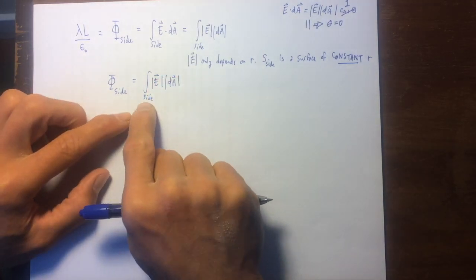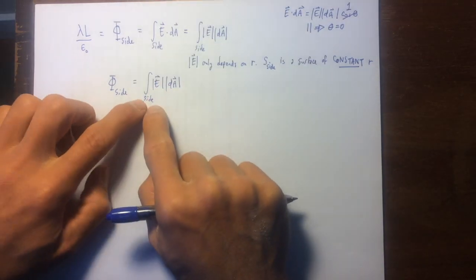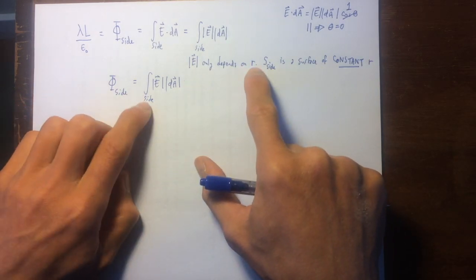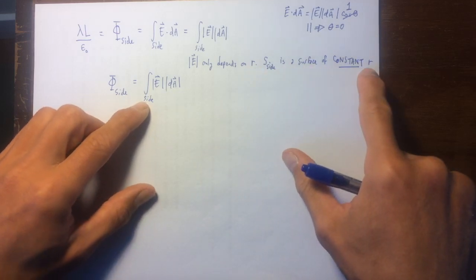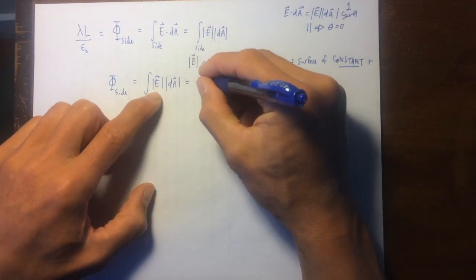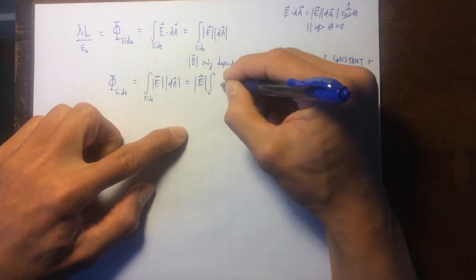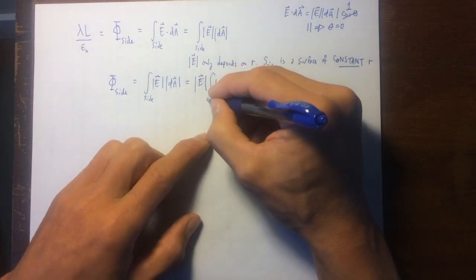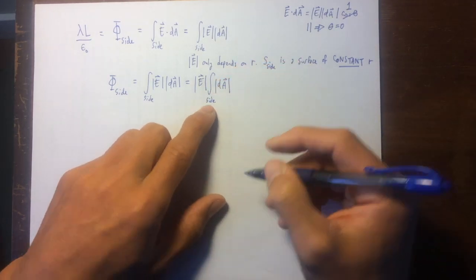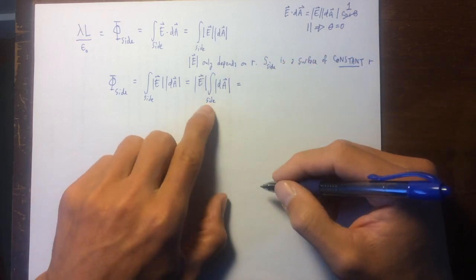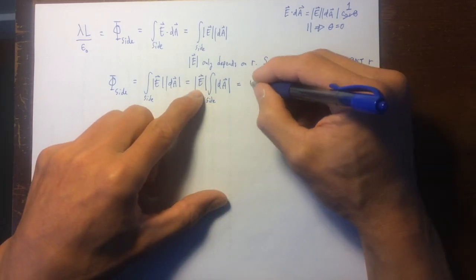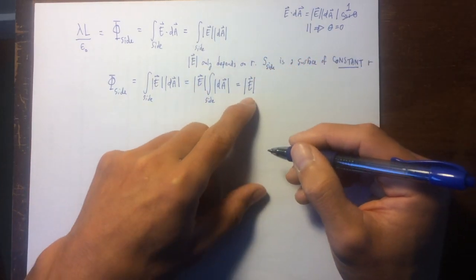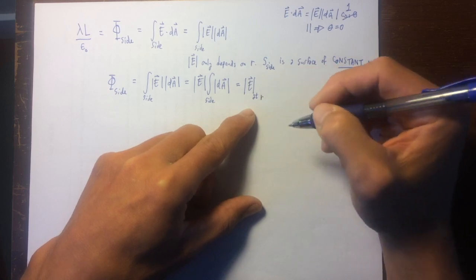So as we walk around the side and do this work, what we're always going to find is, since E only depends on R, and the side is a constant R surface, then E can come out, and what's left over is an integral of the magnitude of small area elements over the side only. And so this is the area of the side times the magnitude of the electric field that is only radial dependent. So this is at R.